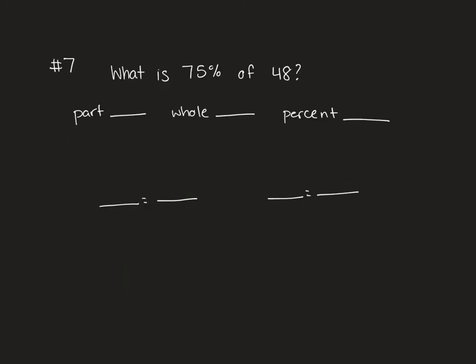Okay, question 7 asks you to write a proportion to represent the percent problem, and then find an equivalent ratio to rewrite the proportion and solve the new proportion. So our question is, what is 75% of 48? So what information do we know? Part, whole, and percent. Because we have of 48, of is our clue that that's our whole. We don't know our part, and our percent is 75.